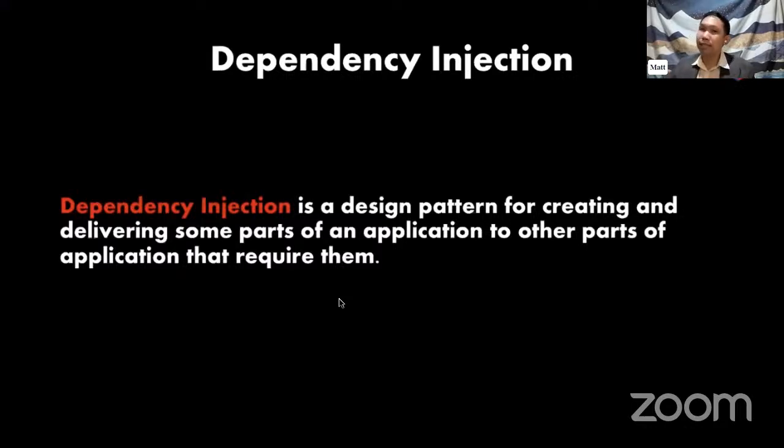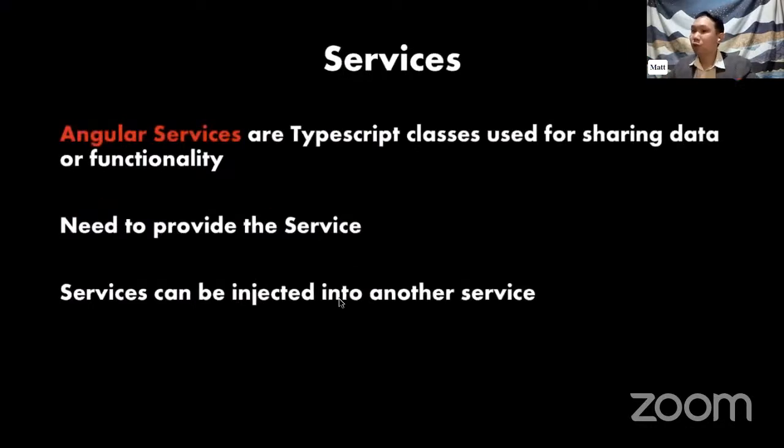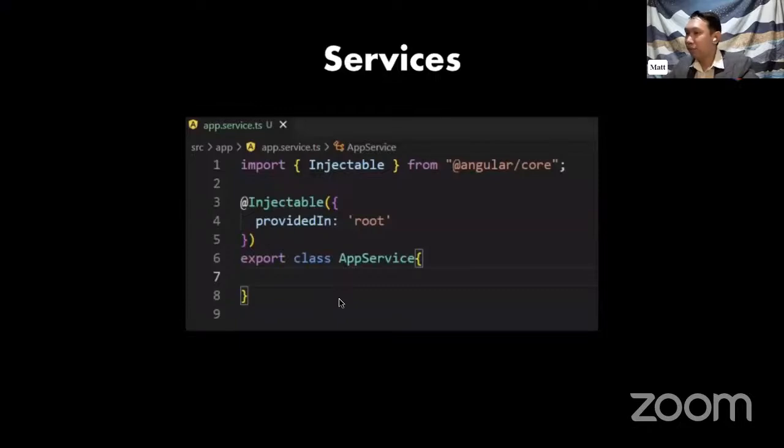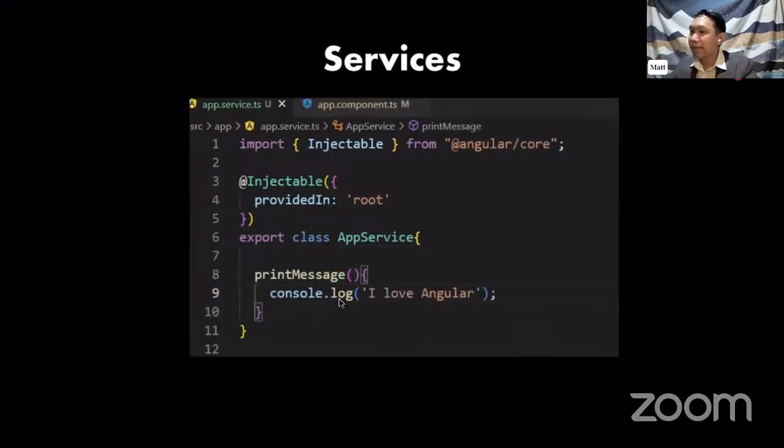One way of doing that is when we're using services. Angular services are TypeScript classes, and they're used for sharing data or functionality. One helpful thing about services is that it enables us to reuse code. For example, I need a function in component B. We could use one function with the use of services. To show you an example, let's say I have this service called app.service.ts. And we put a method inside the app service class that logs I love Angular.